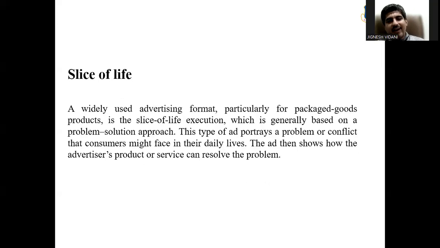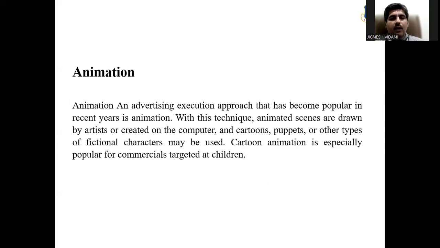Slice of life. A widely used advertising format, particularly for packaged goods products, is a slice of life execution, which is generally based on a problem-solution approach. This type of ad portrays a problem or conflict that consumers might face in their daily lives, and the ad then shows how the advertiser's product or service can resolve the problem.